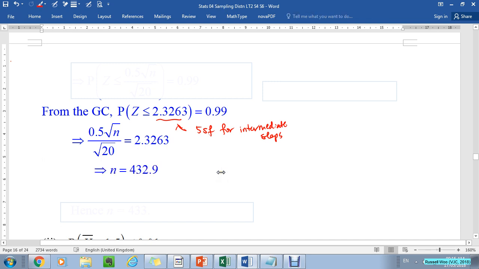Now our job is done. Now, do we round up or round down or round off? Don't think so much, just round off. That means if it's 0.5 and above, you round up. 4 and below, you round down. N must be integer, n must be 433.